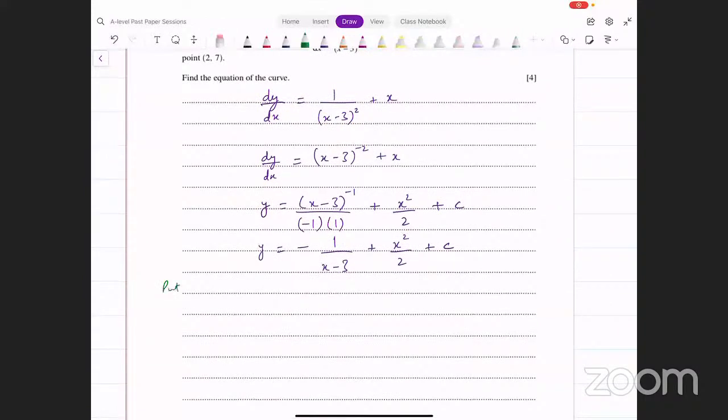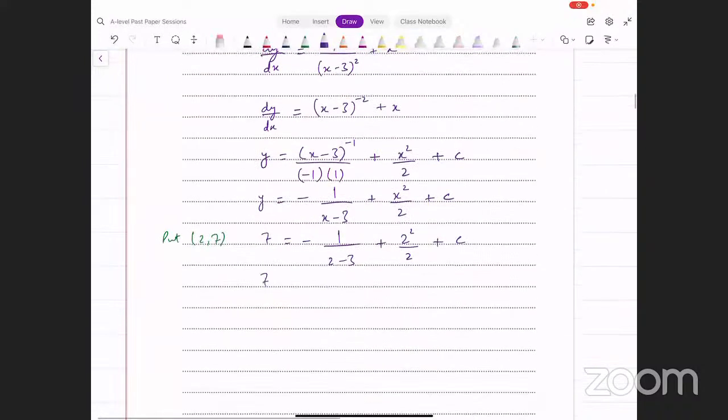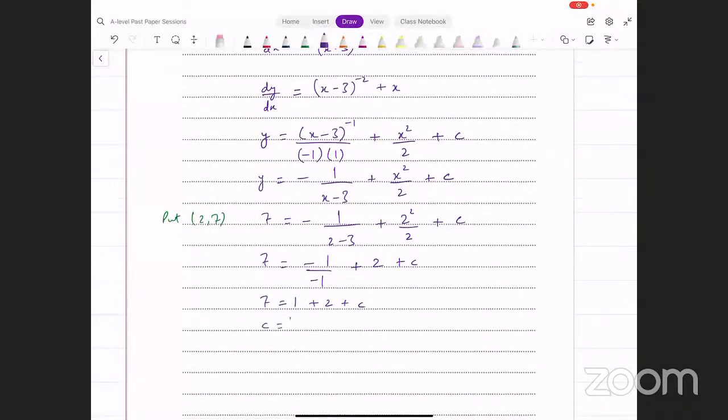Okay, input this point into it. What do you get from that? 7 equals minus 1 over (2 minus 3) plus 2 square over 2 plus c. From here you will get the value of c. Let's see what we get from this. We have minus 1 over minus 1 here, plus 2 square over 2, that's plus 2, plus c. 7 equals 1 plus 2 plus c. The value of c turns out to be 4 from here. The value of c has come to be 4.